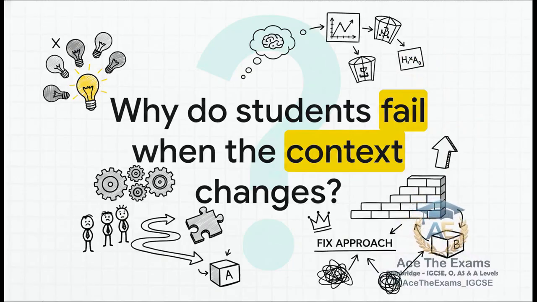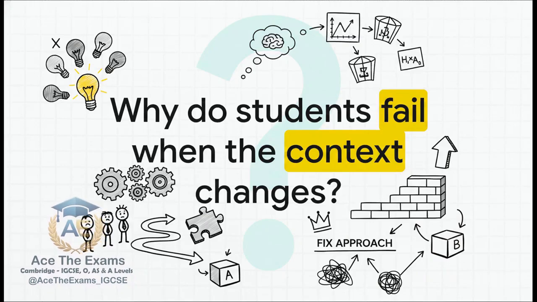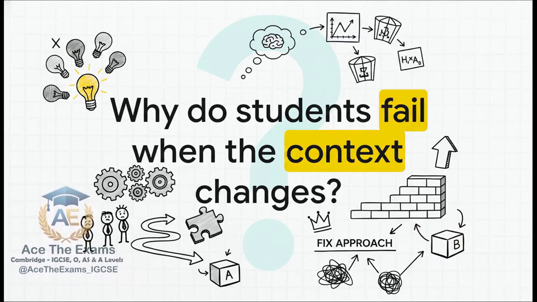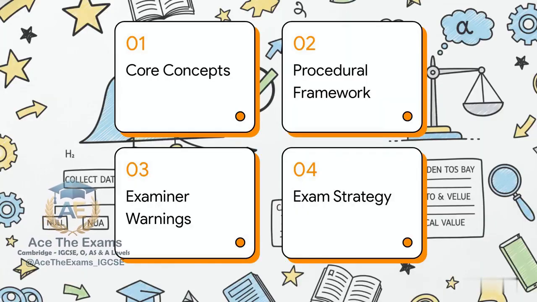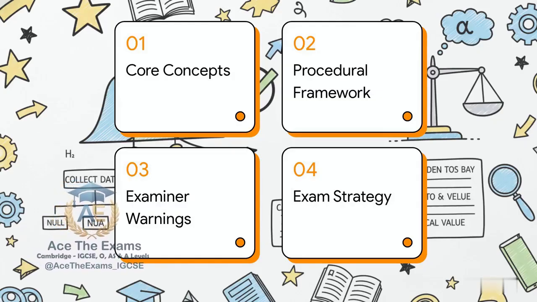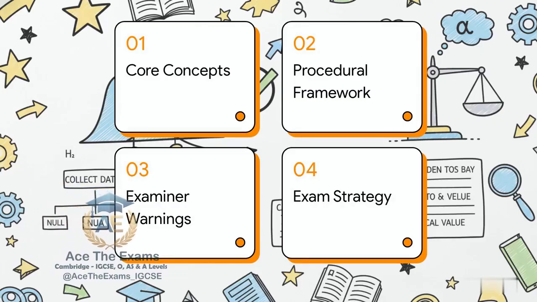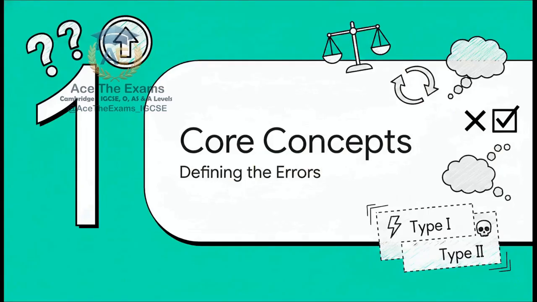Today, we are doing a deep dive to dissect these exact disasters. We're going to figure out why unfamiliarity trips up Alex and Sam, and exactly how we can fix your approach so you never end up serving an undercooked answer. Here is our roadmap for today's makeover. Number 1, core concepts. Number 2, the procedural framework. Number 3, examiner warnings. And finally, number 4, exam strategy. Let's jump right in. Section 1, core concepts, defining the errors.